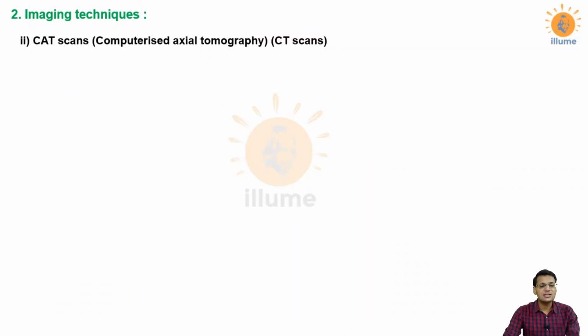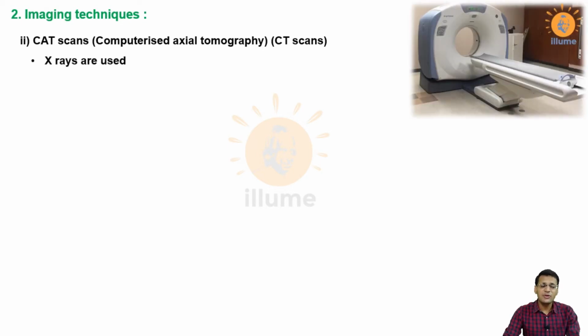Next is CAT scans. In common language it is called a CT scan. The full name is CAT scan, computerized axial tomography. Even in CAT scans we use X-rays and produce images. This is a CAT scan machine. Now what is the difference between a CAT scan and a normal radiograph?